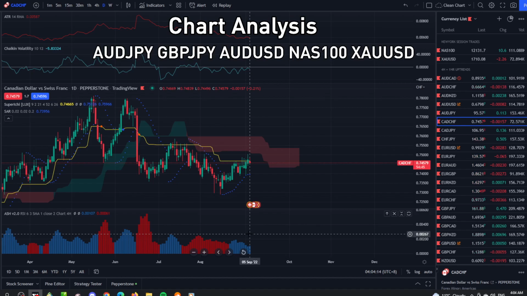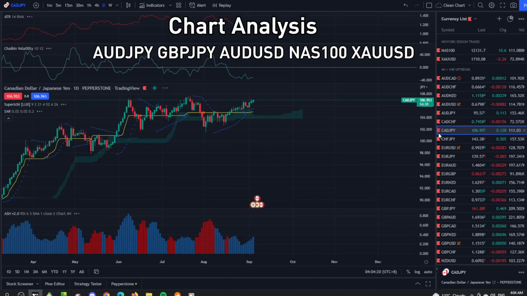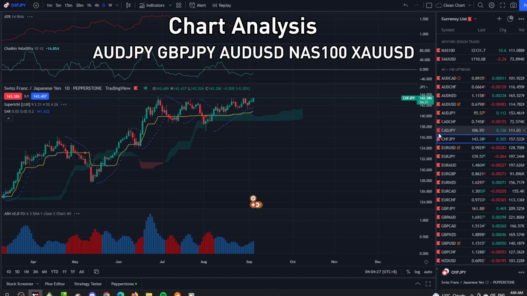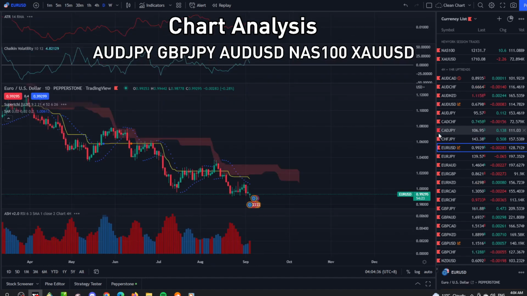Okay, but for now, this is on standby. So this is a close watch, is what I'll say. Now CAD yen is in an uptrend, no opportunity to trade there. Swiss yen is in an uptrend with no opportunities to trade there. Euro USD, we're in a downtrend with no opportunities to trade there within this week.